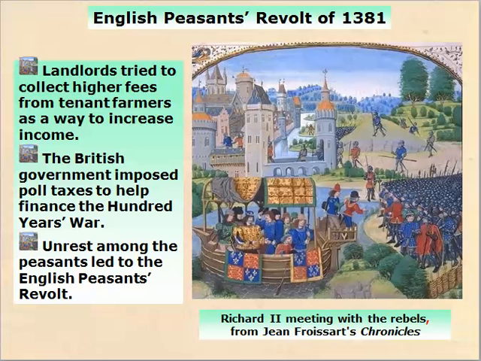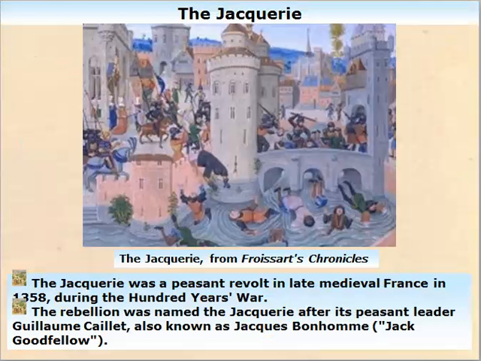English peasant revolt. We have landlords trying to collect higher fees from their tenant farmers and their peasants to try to increase their income, because more and more people are dying and less food is being produced. Not a lot of things are being produced, period, because people are sick. The British government imposed poll taxes to help finance the Hundred Years' War, and unrest among the peasants led to English revolts.